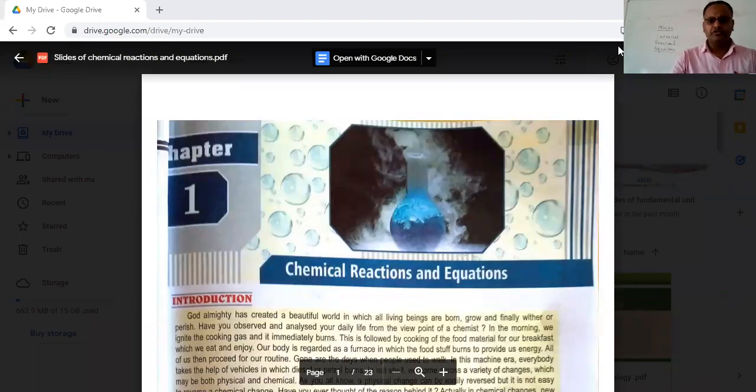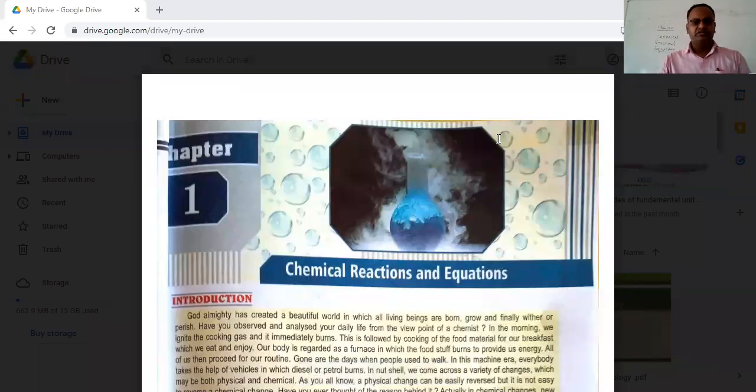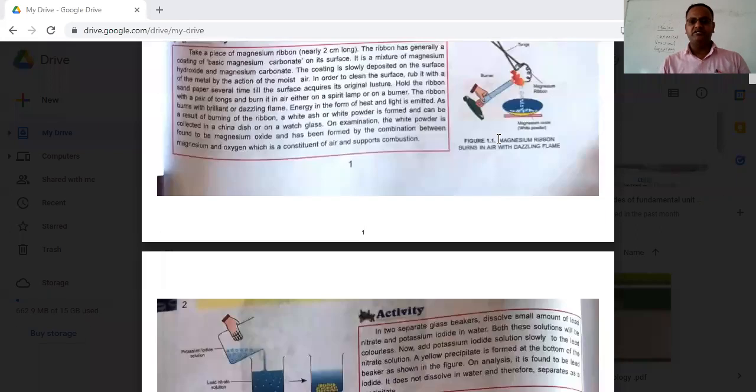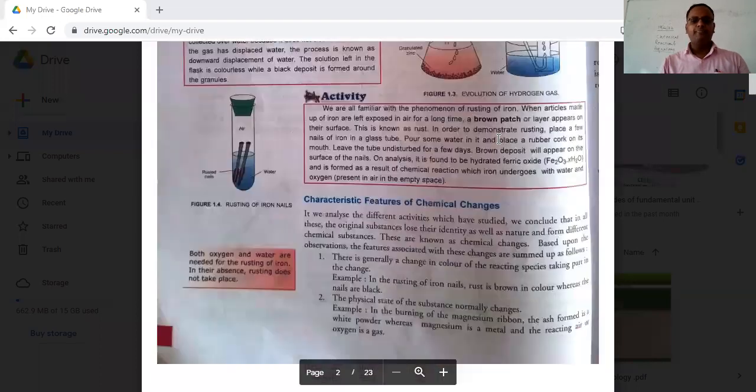So once again, good morning all students, and we will be continuing today with the chapter which we were discussing, that is chemical reaction and equation. Now, yesterday we discussed about the types of reaction. In that, we discussed the combination reaction.